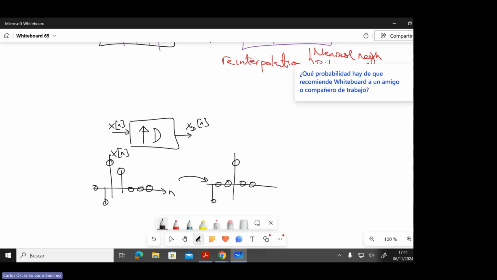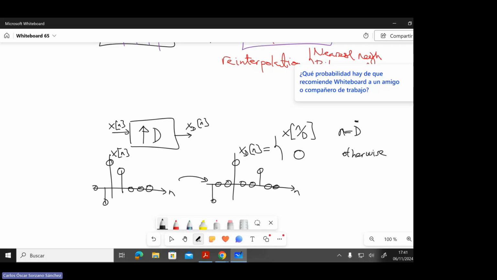This one, this one. This is xD, right? This is 3. Have you seen this operation? Yeah. Okay, so here you have xD[n] equal to x[n/D] if n is a multiple of D, and 0 otherwise. So this is our upsampling operator.